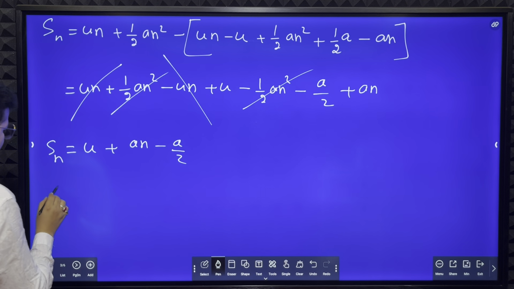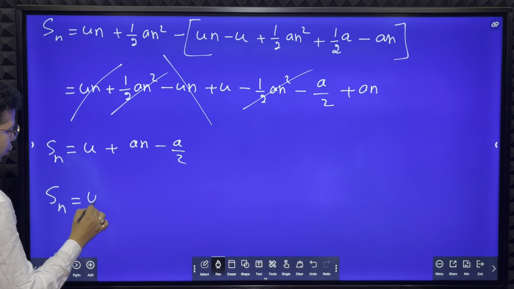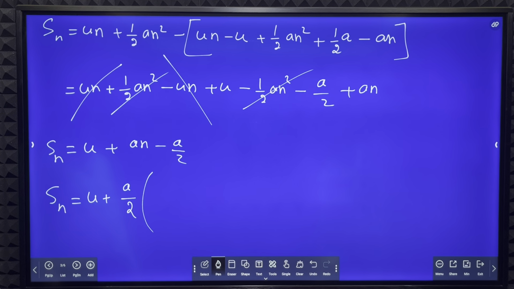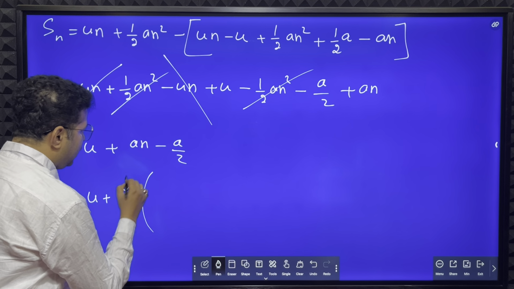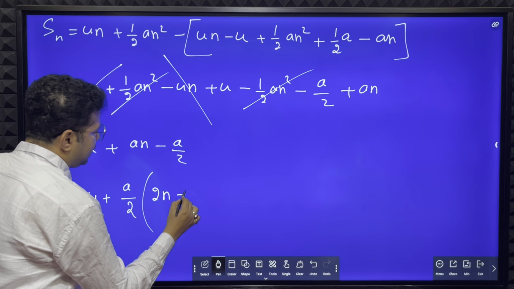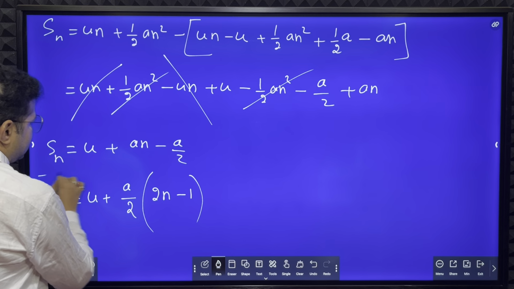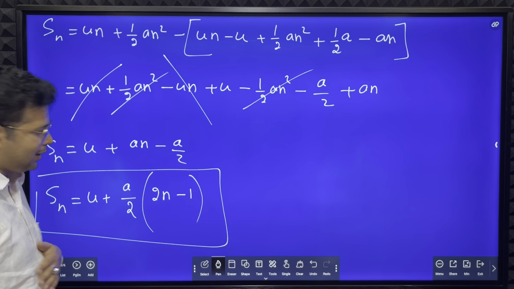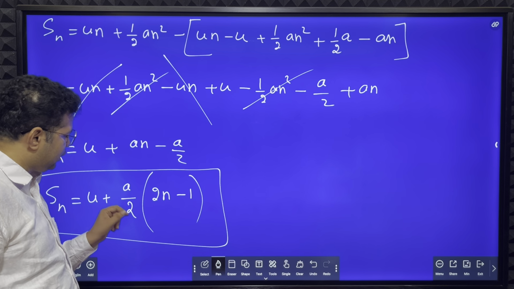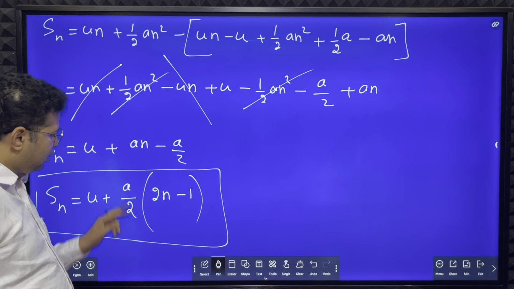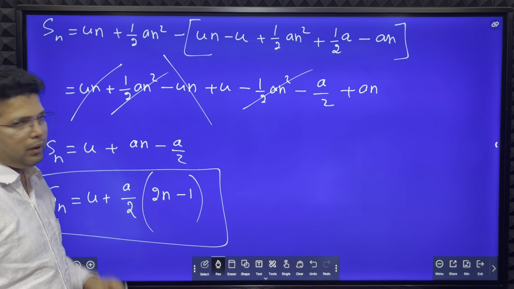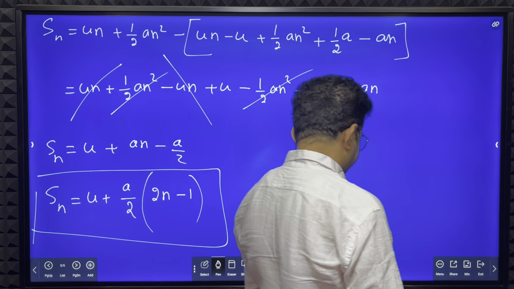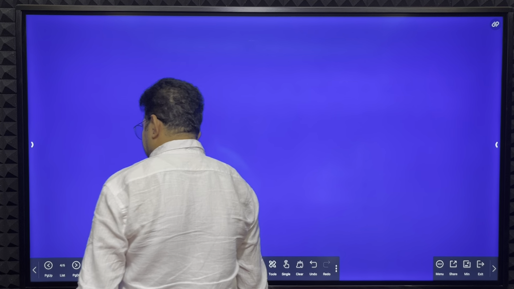Now I will take a by 2 as common: u plus a by 2, and then I get 2n minus 1, correct? Sn is equal to u plus a by 2 into 2n minus 1. We'll cross check: if I multiply a by 2 with 2n, the 2 gets cancelled, I get an. A by 2 into minus 1 will be minus a by 2. So this is the formula that we have to use to calculate distance traveled in n seconds.